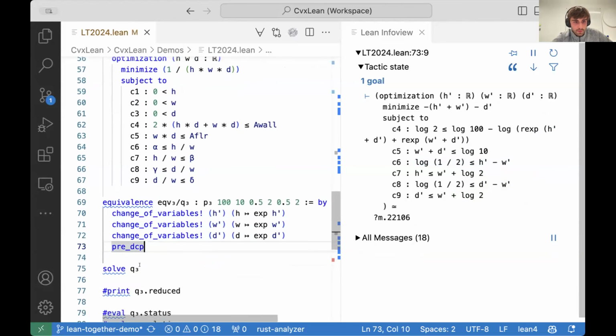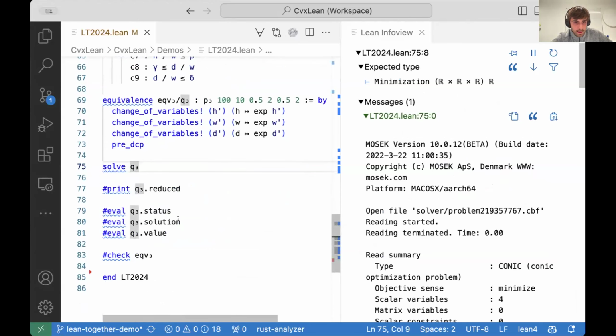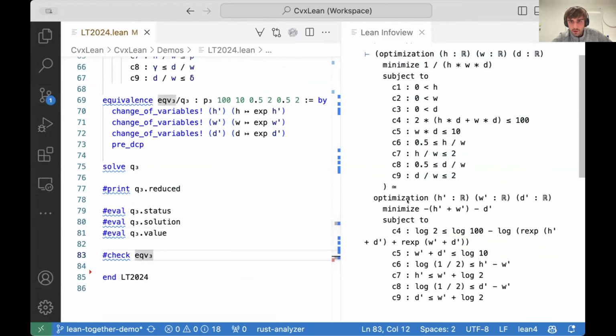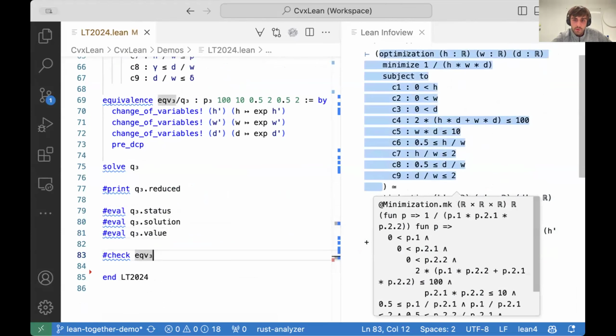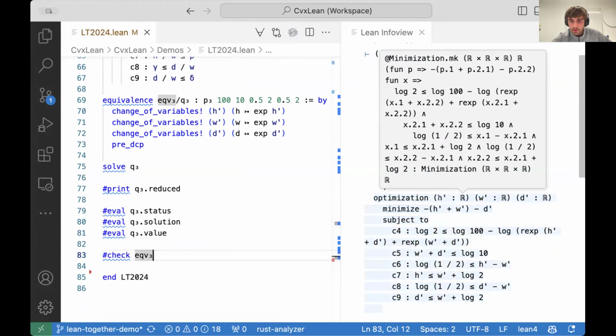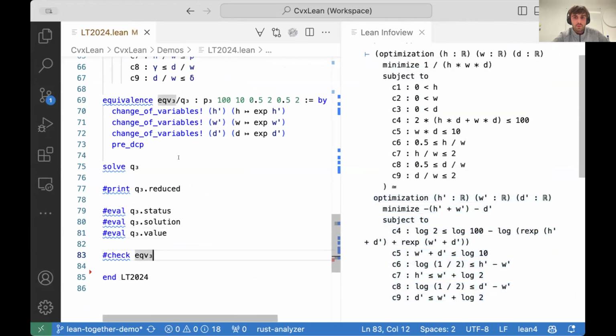And then we can solve it, and again, we can just see what the solution looks like. And this is the equivalence witness I was talking about. We can see that the original problem is equivalent to this problem after the change of variables and changing the constraints slightly to make it possible to reduce and solve.